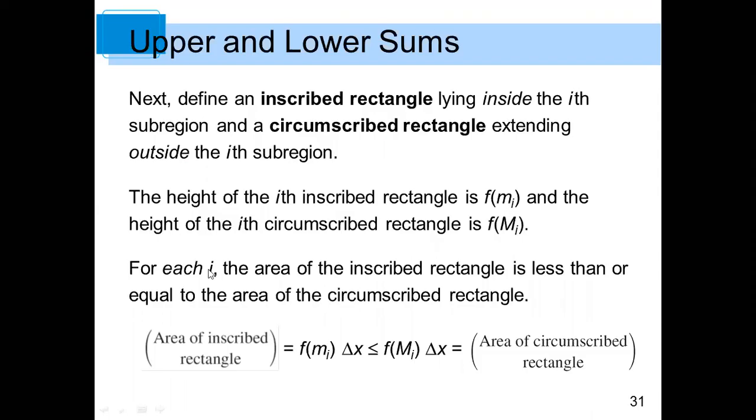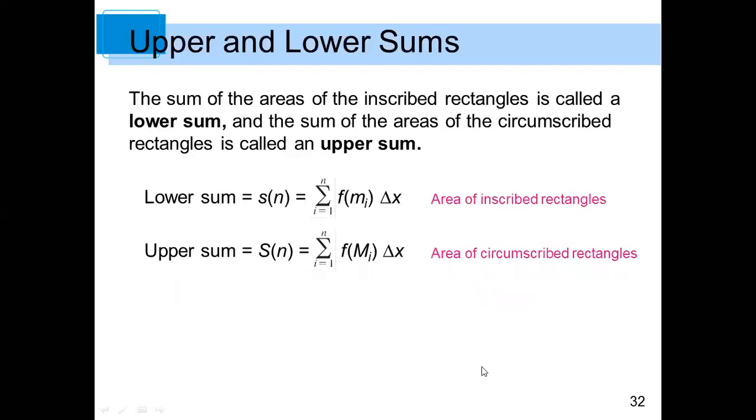The height of the ith inscribed rectangle is f of m_i, and the height of the ith circumscribed rectangle is f of capital M_i. For each i, the area of the inscribed rectangle is less than or equal to the area of the circumscribed rectangle. So the area of the inscribed rectangle equals f of m_i times delta x, which is less than or equal to f of capital M_i delta x, which equals the area of the circumscribed rectangle.